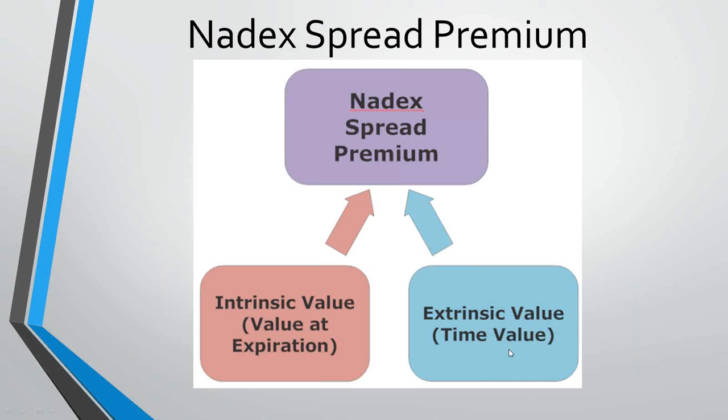So what is Nadex spread premium made of? Well, Nadex spread premium is made up of intrinsic value, the value between the price and the value at expiration, and extrinsic value, which is the time value. Those two components make up the Nadex spread premium. At the null point, there is no extrinsic value. There is no time value because it's dead in the middle.